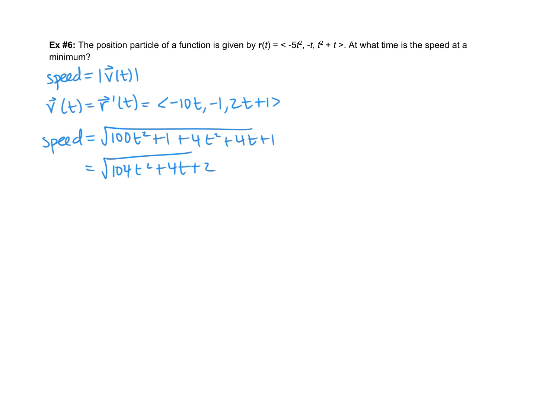Okay, so at what time is speed at a minimum? So to find a minimum, we're going to need the derivative. We'll have to take the derivative of speed with respect to time. So we get 1/2 times 104t squared plus 4t plus 2 to the negative 1/2. And then we have our chain rule, which is 208t plus 4. Any critical numbers are going to happen when this value is 0.